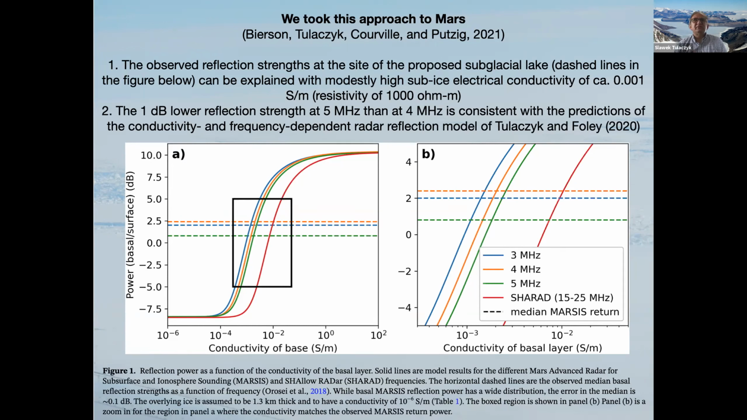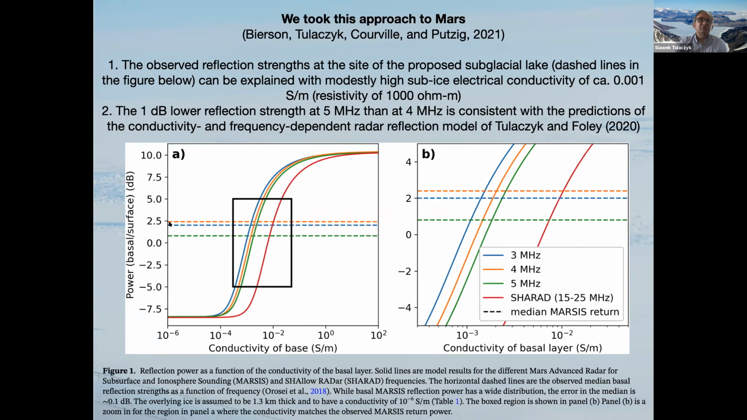This is that GRL paper led by Carver Beerson, who used to be a graduate student here and is now at Arizona State University, with Sam Carville and Nathaniel Putzig as co-authors. Carver took my equations for the conductivity dependent reflection strength and Sam Carville's existing model for radar wave propagation on Mars, and combined these. And what did we find? Well, what we found is basically boiled down in these plots down here.